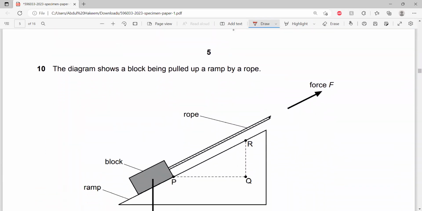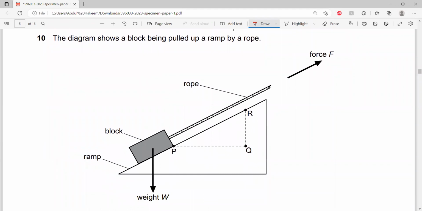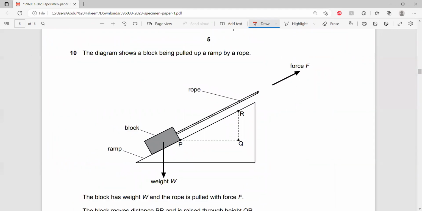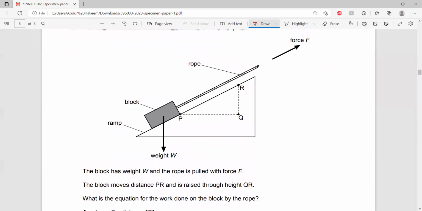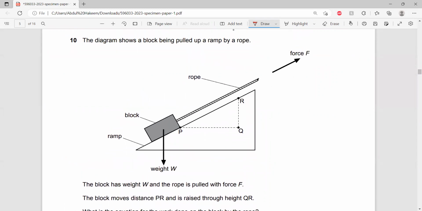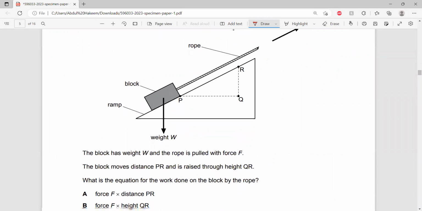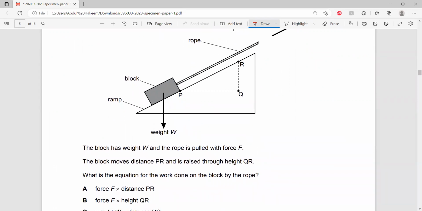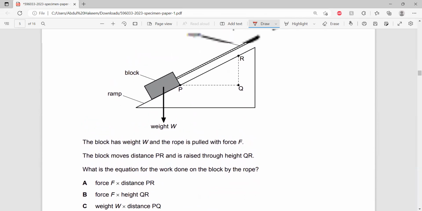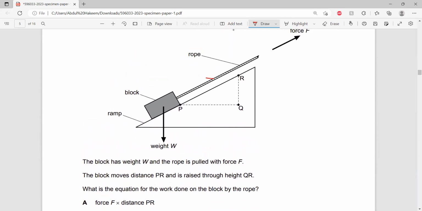And number 10. So look at the diagram. The diagram shows a block being pulled up a ramp by a rope. The block has a weight W and the rope is pulled with the force F. The block moves a distance PR along the slope and is raised to a vertical height QR. What is the equation for the work done on the block by the rope? So look, force in this direction, distance in this direction.